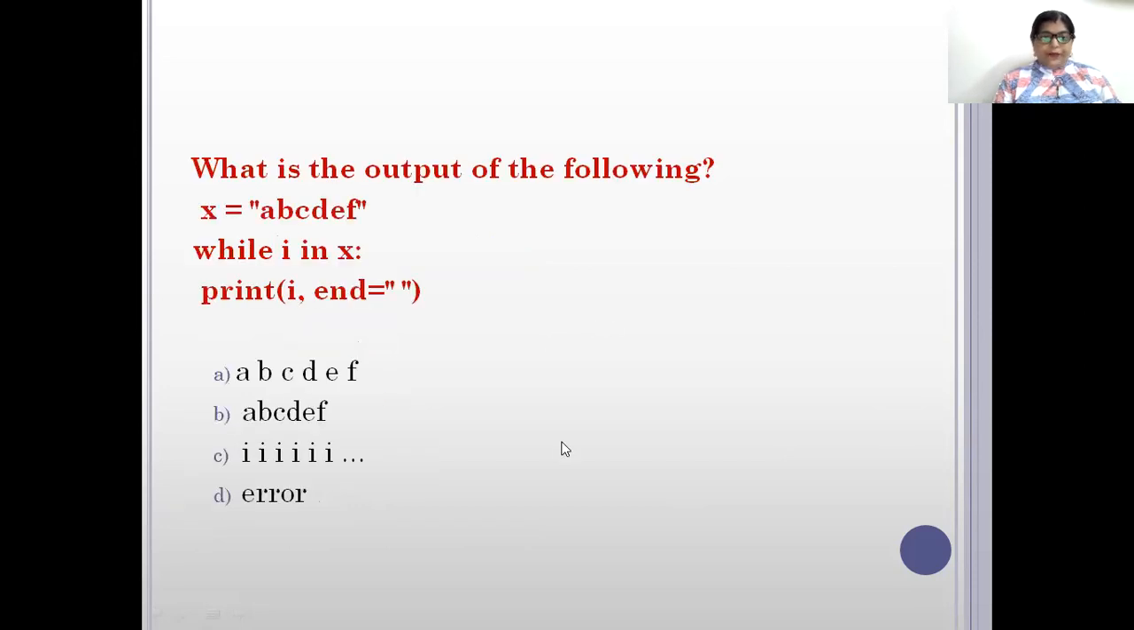Come to the next one. Okay. What is the output of the following? X is equal to ABCDEF. While I in X, print I. So very firstly, we just find out the answer. This is human nature. We just find out the answer only. We are not going to think about the type error, name error, or any indentation error. We are not thinking about that.